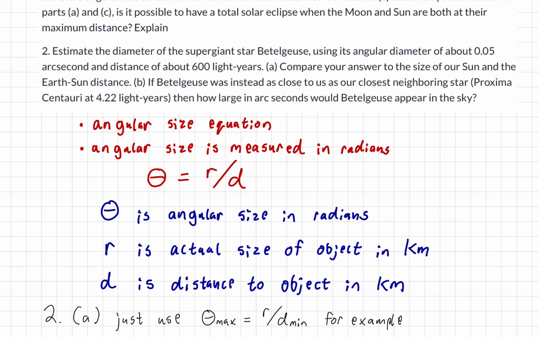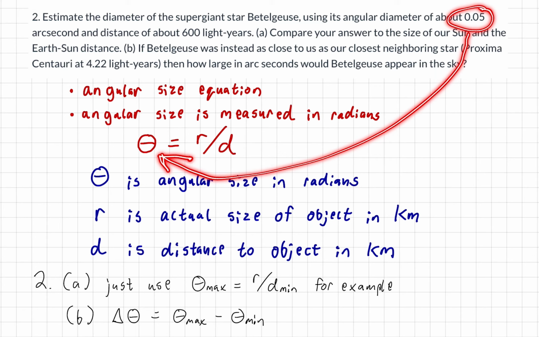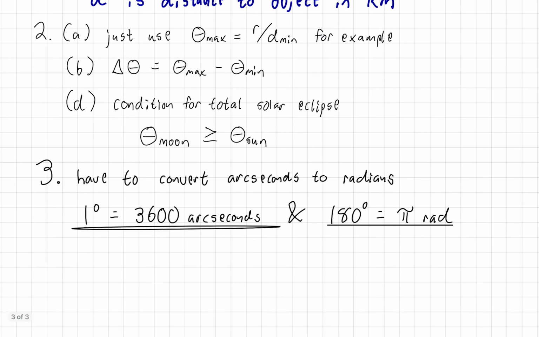All right, so compare your answer to the size. Oh no, you're going to solve for R, okay? Because you know D, because you've converted that 600 light years into kilometers, which gives you your value of D. You converted your 0.05, so a fraction of an arc second, into radians, which gave you your theta. And what are you going to solve for? You're going to solve for R. So in other words, the actual size of Betelgeuse is going to be R equals D theta. Okay, let's write that down there. R equals D theta. Okay, that's going to be the actual size of Betelgeuse.